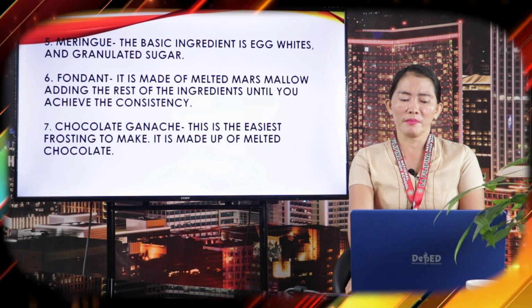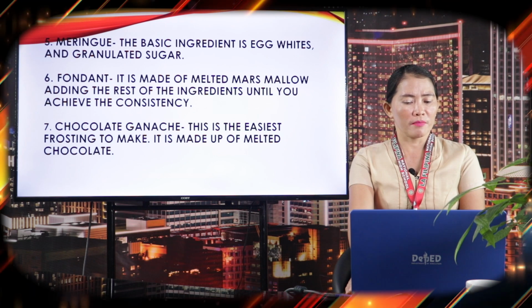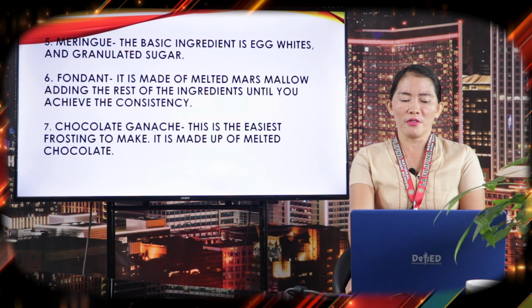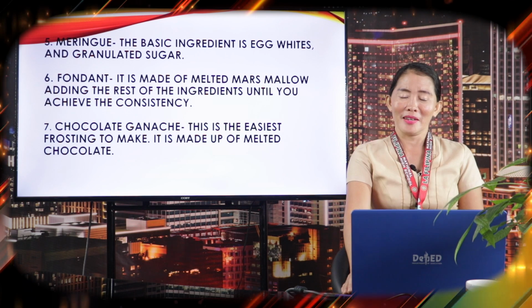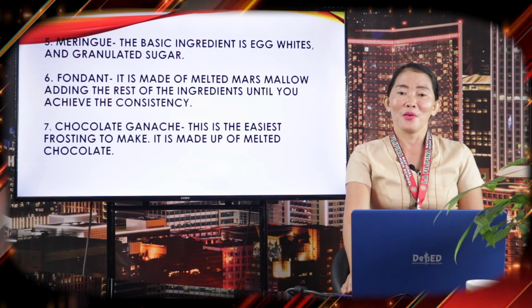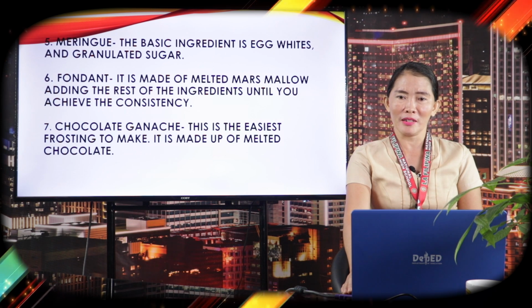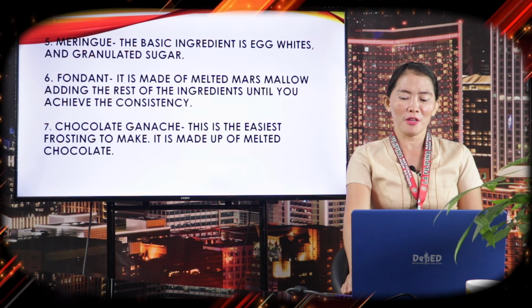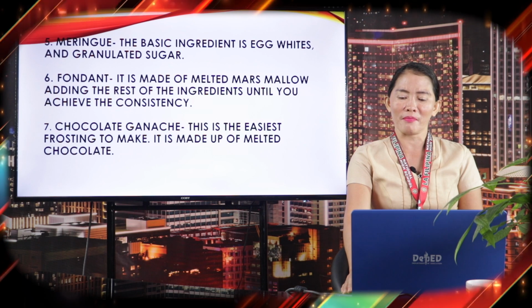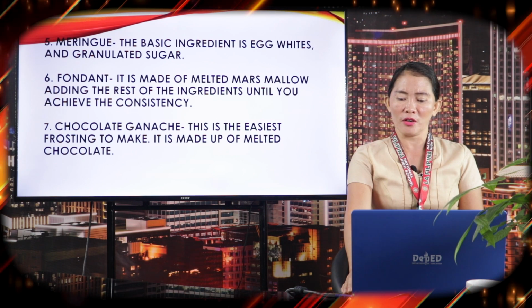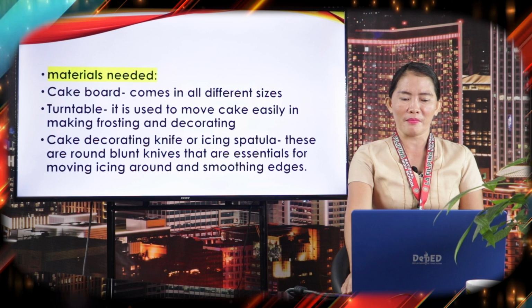And number 7, chocolate ganache. This is the easiest frosting to make. It is made up of melted chocolate. Is it clear, students? Very good. Those are the different types of fillings, icing, and/or frosting for cakes and its application. By this time, let us discuss the steps in applying icing or frosting on a cake.